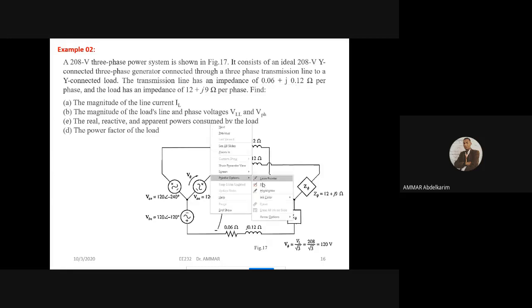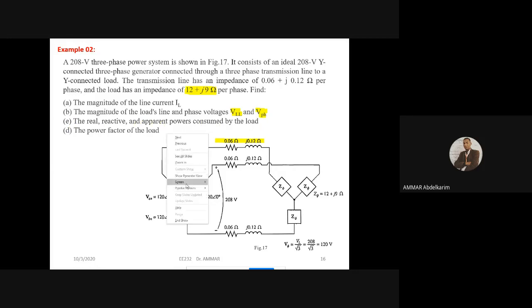This is the line impedance per phase, and the load has an impedance of 12 plus j9 ohm per phase. Find the magnitude of the line current, the magnitude of the load's line and phase voltage, so V line and V phase at the load, the real, reactive and apparent power consumed by the load, and the power factor.